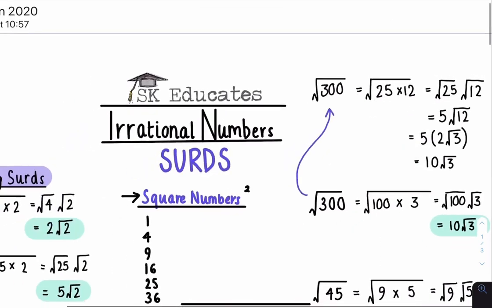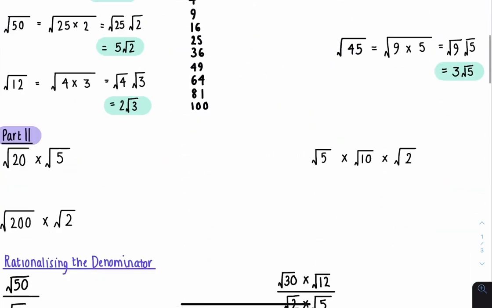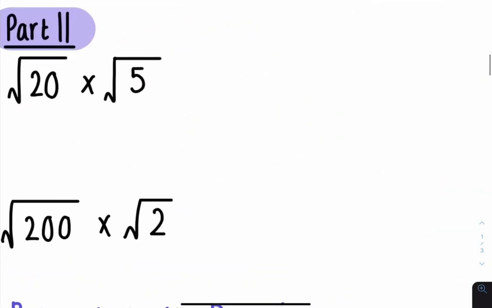So cool, let's go to the next section, which is simplifying surds part 2. There are 2 ways to approach this. The first way is to simplify these both separately and then combine them. Or you could simplify the surd by making it root 20 times 5, which is root 100, and then simplifying it from there. I'm going to show you both ways.